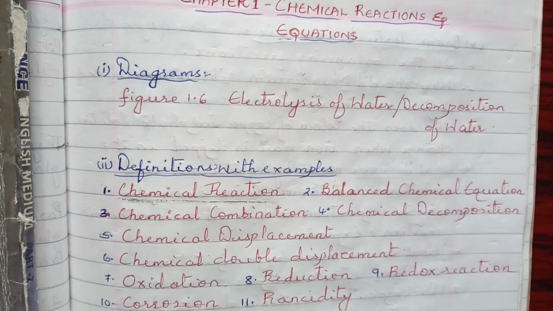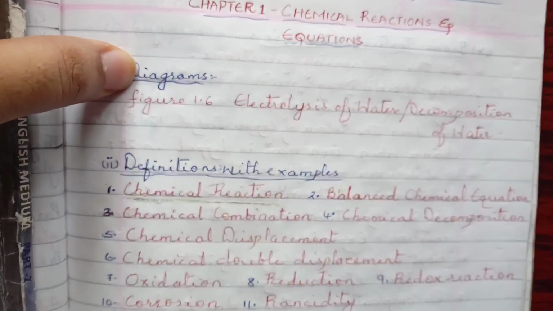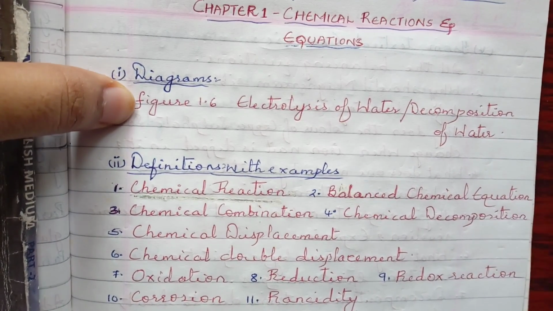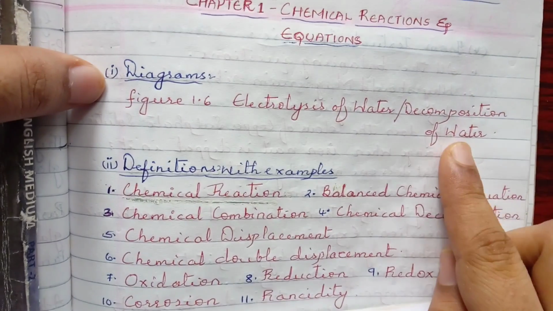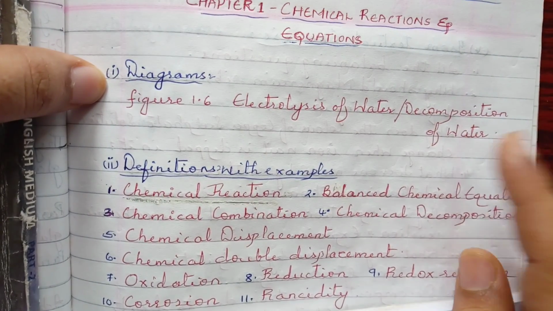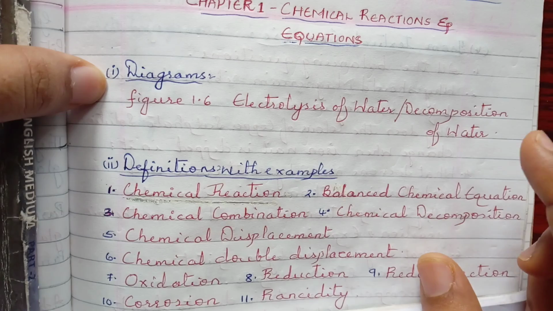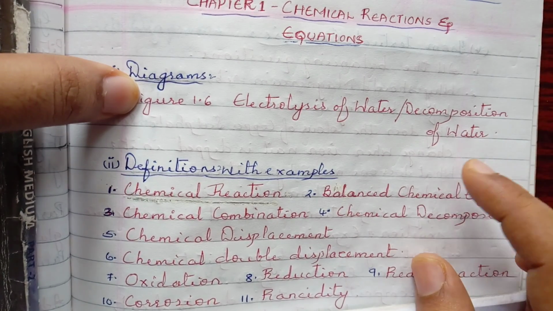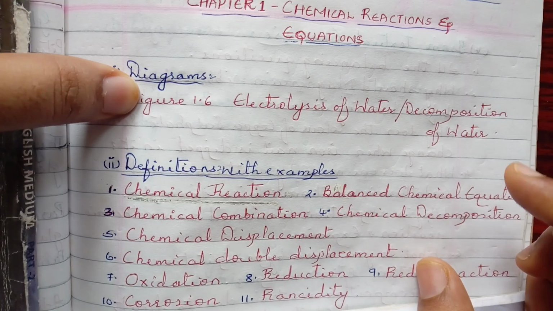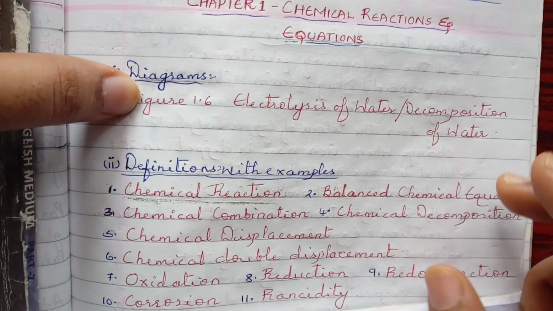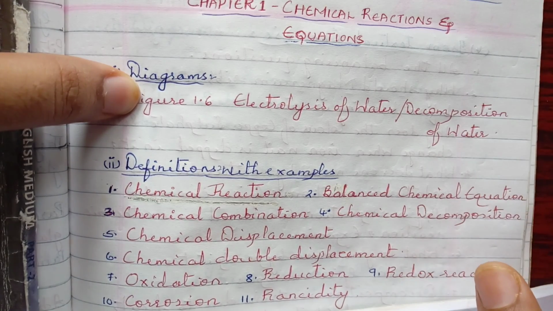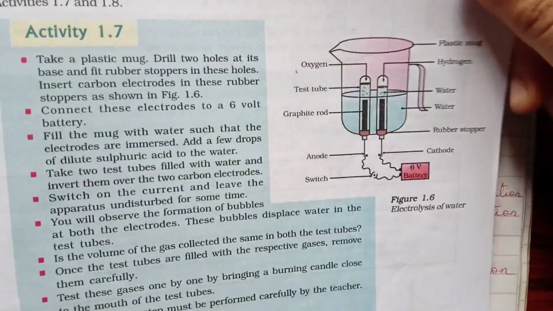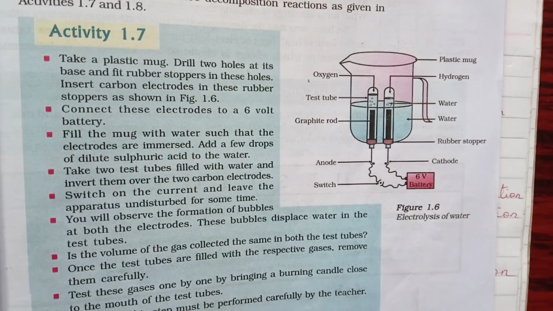So under this chapter, the first part, I'll just talk about diagrams since this is the easiest part. I've got one diagram, that is figure 1.6, electrolysis of water. In short, I have given you decomposition of water because in the last time's board exam paper, they have asked you electrolysis of water diagram, but they have twisted the question in such a way that they have asked you to draw a diagram to show decomposition of water by electricity. So that is the reason why I mentioned that. So as you can see here, this is a diagram.